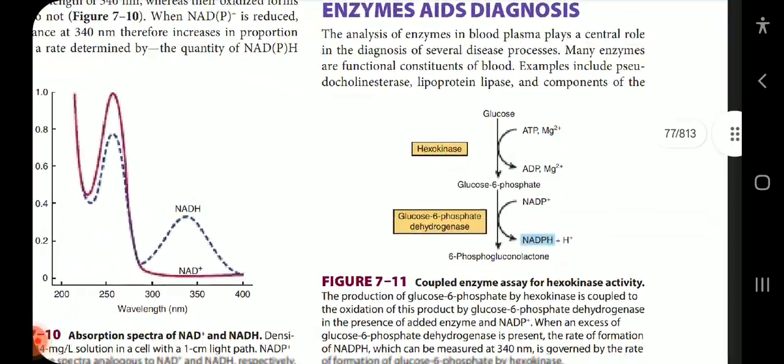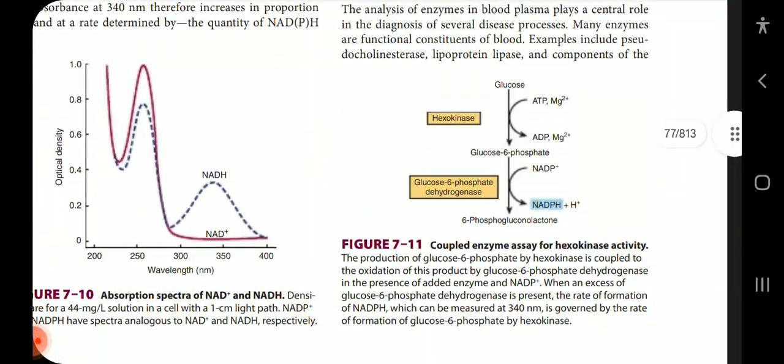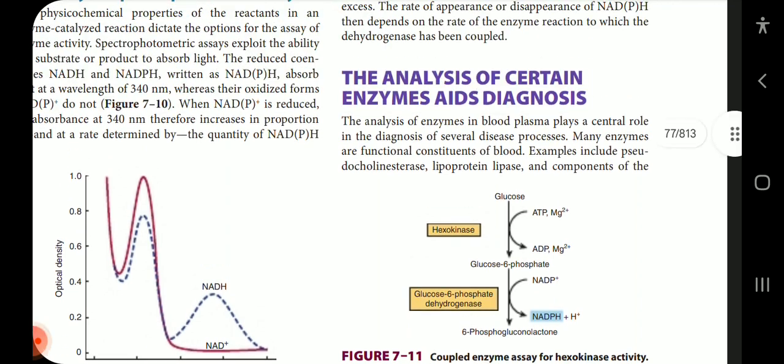In this Figure 7-11 we can see that glucose is converted to glucose 6-phosphate, which is converted to 6-phosphogluconolactone. The production of glucose 6-phosphate by hexokinase is coupled to the oxidation of this product by glucose 6-phosphate dehydrogenase in the presence of added NADP+. When an excess of glucose 6-phosphate dehydrogenase is present, the rate of formation of NADPH, which can be measured at 340 nm, is governed by the rate of formation of glucose 6-phosphate by hexokinase.